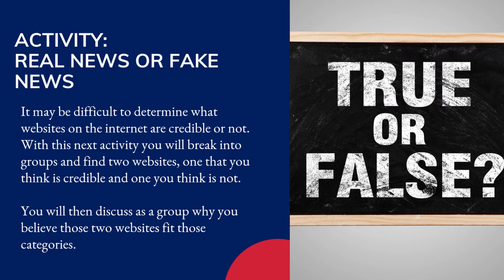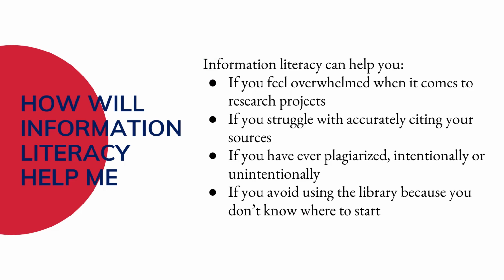Activity. This is something for you to do on your own. Real news or fake news. It may be difficult to determine what websites on the internet are credible or not. With this next activity, you will break into your groups, either your friends or family members, and find two specific websites, one that you think is credible and one that you think is not. You will then discuss why you believe these two websites fit those categories. It's either true or it's either false.